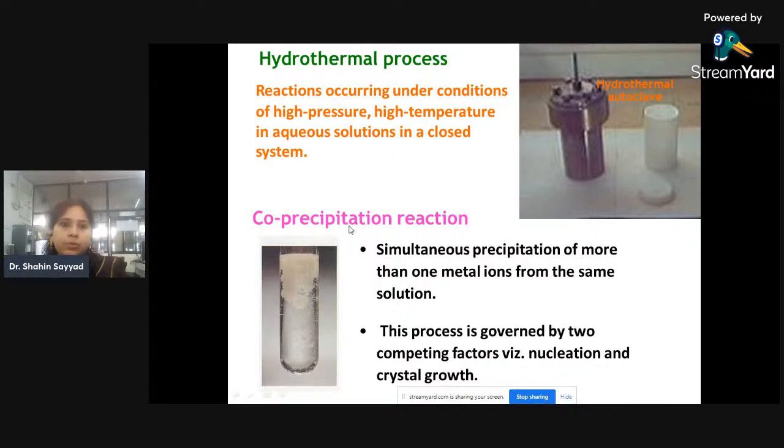Another process is the co-precipitation reaction. Again, it is a very simple reaction. In this reaction, there is a simultaneous precipitation of more than one atom or ion. It is very simple. A simpler method is the co-precipitation method.